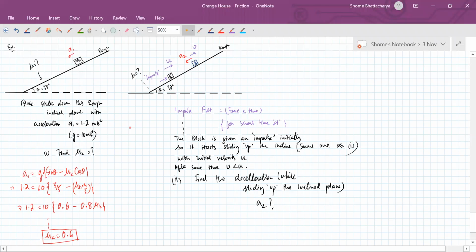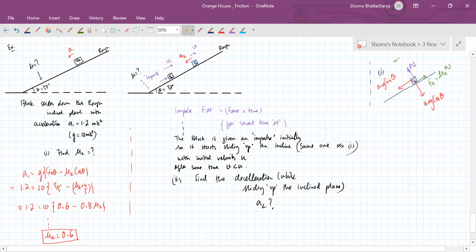So the first part is very simple. I'm just making the free body diagram for the first part. If you don't know it by the formula based method, you can at least understand it from the free body diagram. So the forces: mg sine theta, mg cos theta, normal reaction, and kinetic friction equal to mu k into normal reaction.